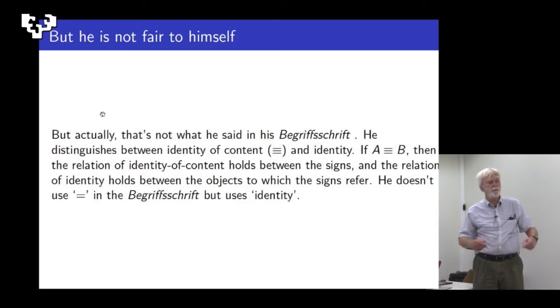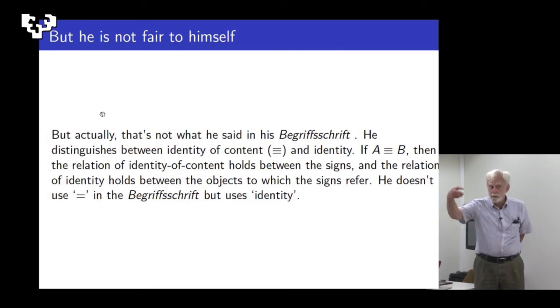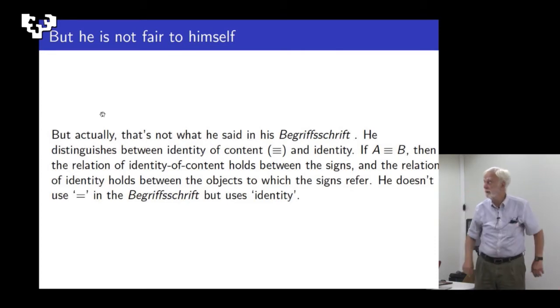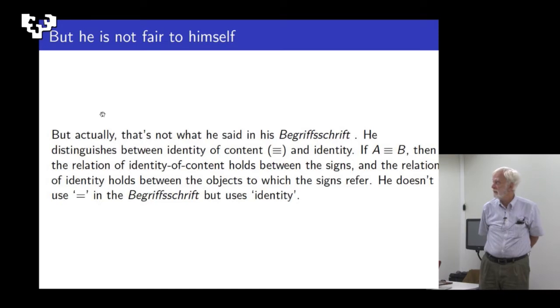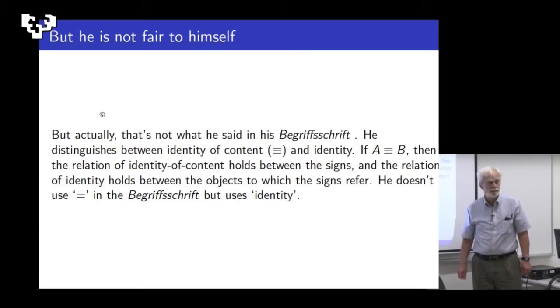He distinguished in the Begriffsschrift between identity of content, 3 bars. He got rid of the identity sign, 2 bars, but he uses the word identity. If A 3 bars B, then the relation identity of content holds between the signs A and B. So as he puts it there, there is a bifurcation in the meaning of all names. Almost always they stand for the objects, they refer to the objects, but in the presence of this sign, they refer to themselves. Weird. Seems vaguely non-compositional. On the other hand, he is facing up to a problem that is there.